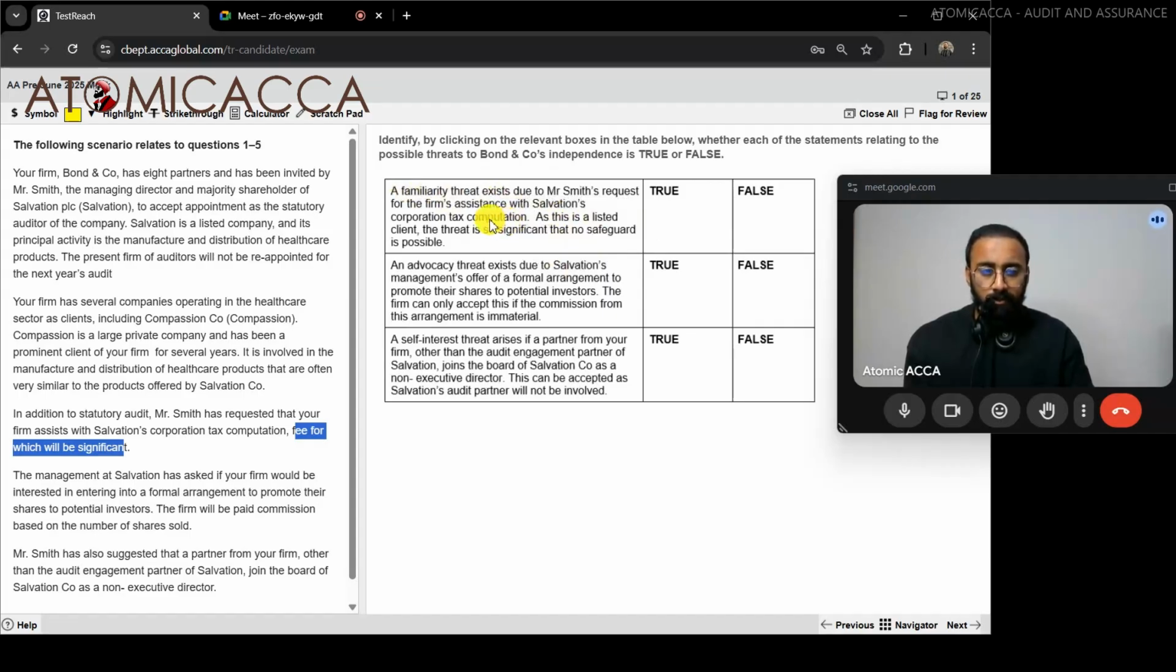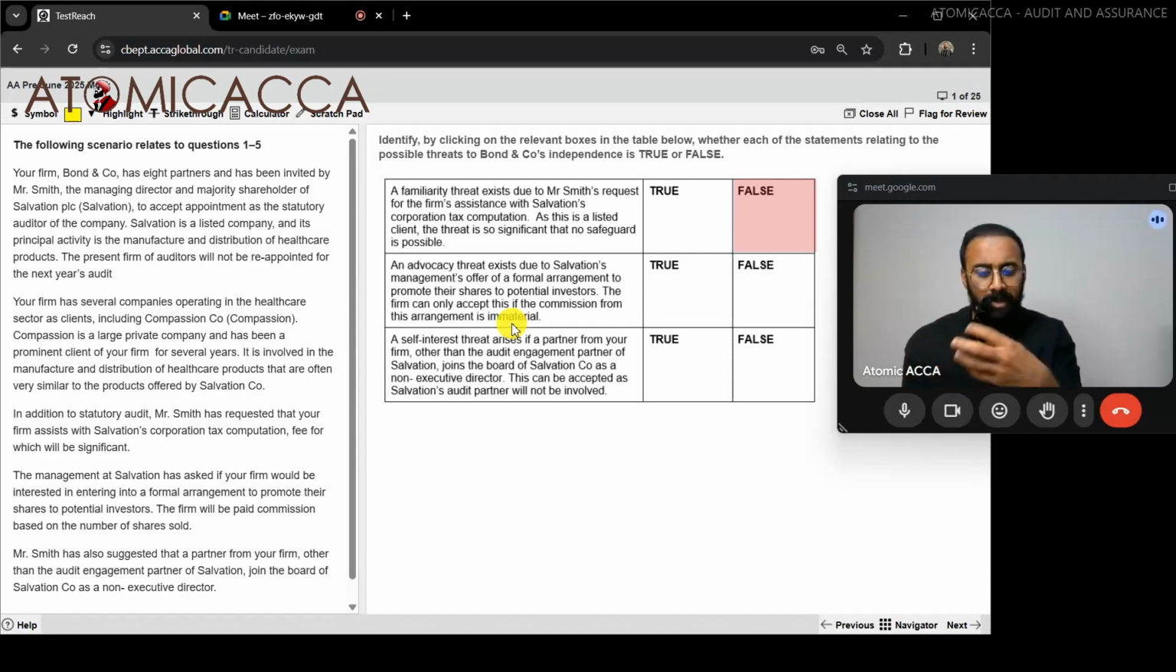So because of this issue, familiarity threat is not there, so that is false. Next one, an advocacy threat is existing due to Salvation's management offer for formal arrangement to promote their share to a potential investor. The firm can only accept this if the commission from the arrangement is immaterial. First of all, that advocacy threat is there. That is correct, that we also mentioned earlier.